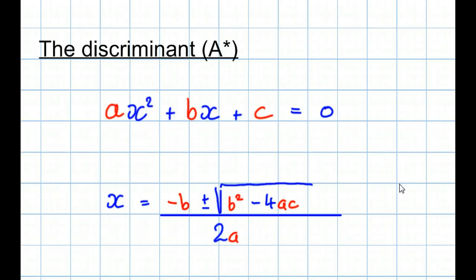Hello, and in this very brief video I'm going to look at the discriminant. There's a number of ways of solving quadratic equations. There's factorization, there's trial and improvement, or there's using the formula.